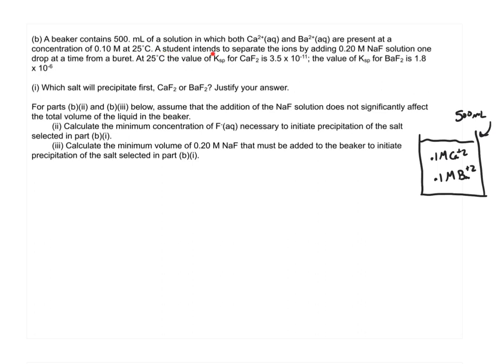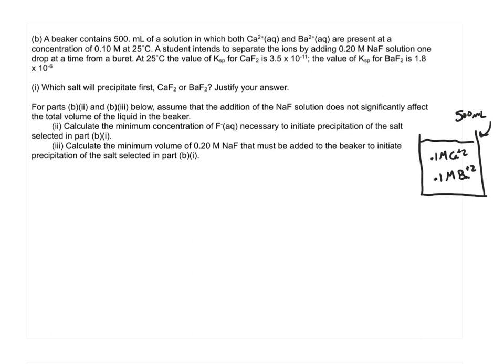It says the student intends to separate these ions by adding 0.2 molar NaF solution, 1 drop at a time, from a burette. Now the NaF is going to mix and is going to precipitate out either the calcium fluoride or the barium fluoride. Now the first question is, which salt will precipitate first, the calcium fluoride or barium fluoride, based on the KSP values?